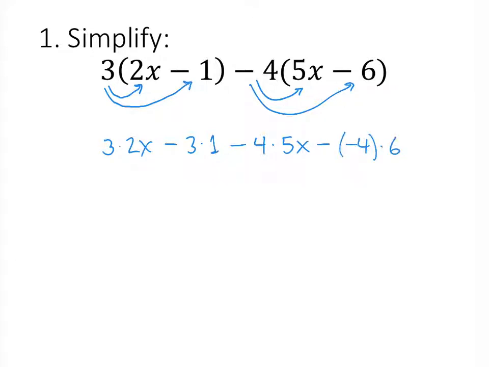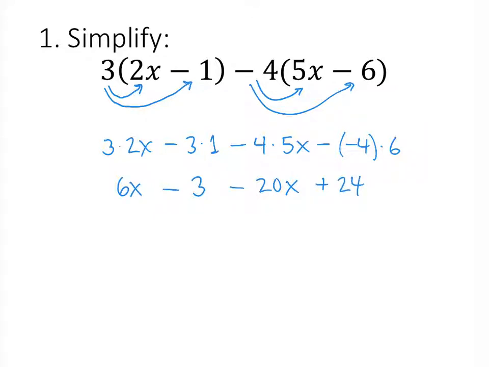Now we can do some of these products in our heads. We don't have to write it out in this level of detail, but I'm just writing it like this as a first step to show you where it's all coming from. So now we work out the products. 3 times 2x is 6x, 3 times 1 is 3, 4 times 5x is 20x, and then minus 4 is plus 4, and 4 times 6 is 24.